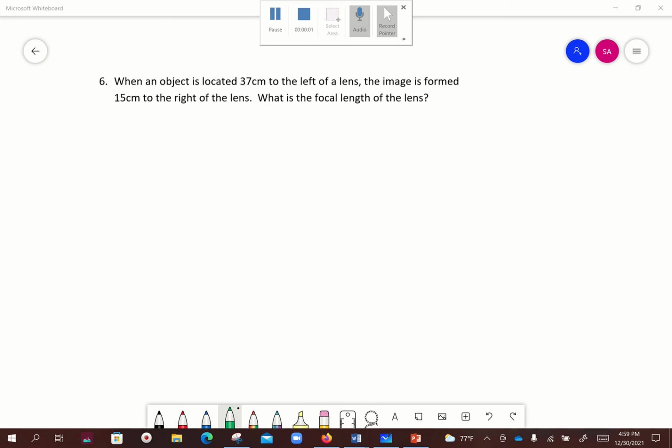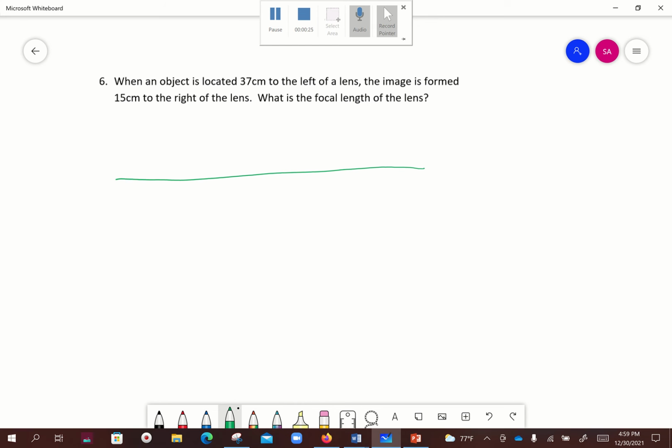So this is another lens problem, and now it tells us we have an object that's located 37 centimeters to the left of the lens, and the image is formed 15 centimeters to the right of the lens, and we want to know what's the focal length of the lens. And you notice that here they don't tell us whether it's a concave lens or a convex lens, whether it's converging or diverging. All right, so what do I know?